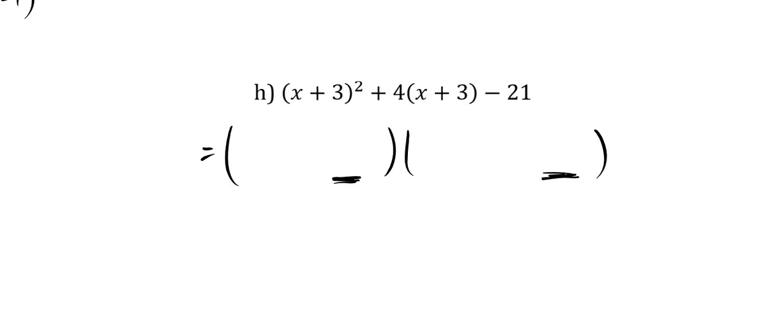So who knows what those numbers are? What are those 2 numbers? 7, so positive 7 and negative 3. 7 times negative 3 is negative 21. Positive 7 minus 3 is positive 4. Love it. And then you ask yourself, what do I put here that's going to make all this work? Right, x plus 3 in both cases.